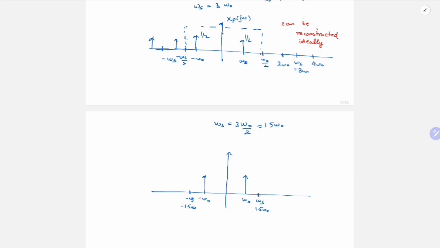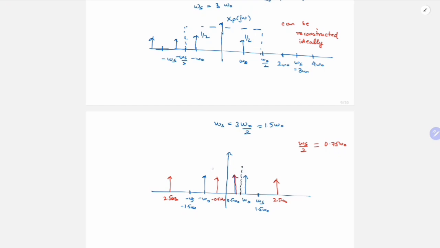So now where will this replica at omega s sit? It will sit at omega s minus omega naught, which is 0.5 omega naught. So it will come here. Omega naught, 0.5 omega naught. I will represent it in red. On the other side, it will come at 2.5 omega naught. Similarly, for minus omega s by 2, it will come at 0.5 omega naught, minus 0.5 omega naught, and 2.5 omega naught. Now, what will be the filter cutoff frequency? It will be omega s by 2, which is nothing but 0.75 omega naught. So it will be somewhere here.